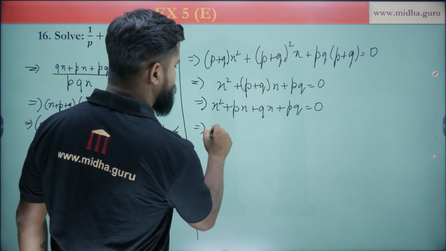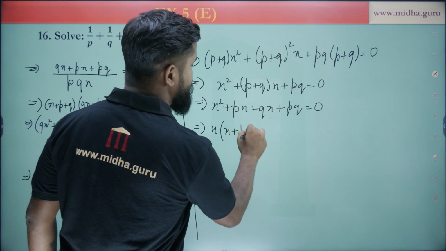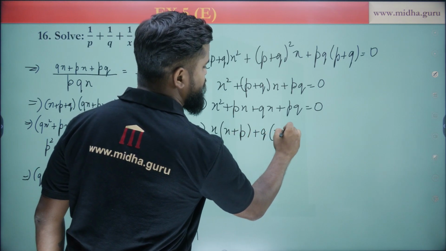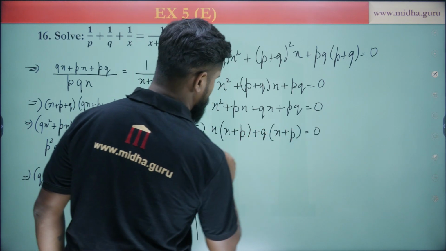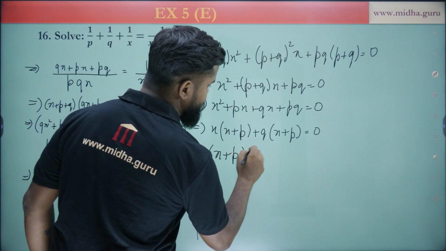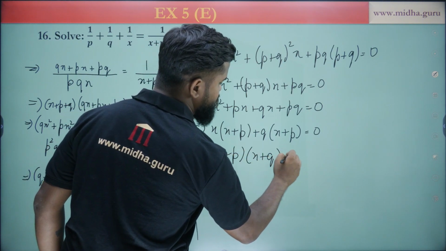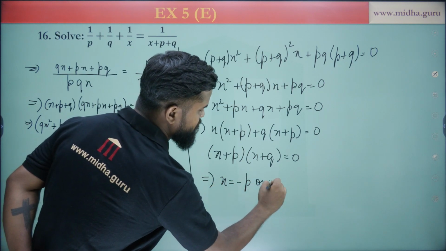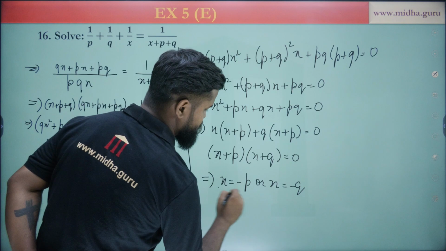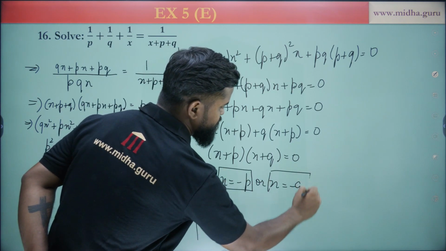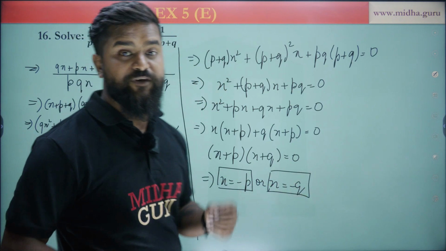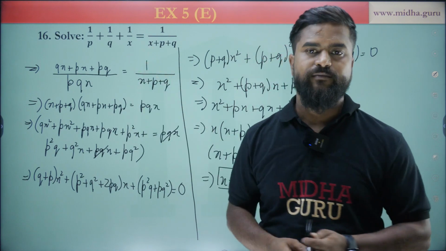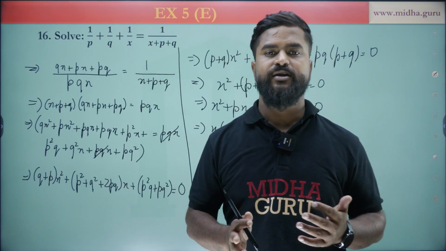So now I'll take x as common here, it will be x plus P. Then I'll take Q as common here, again it will be x plus P is equal to 0. Which means (x plus P) into (x plus Q) is equal to 0. Which means x is either equal to minus P or x is equal to minus Q. So these will be the solutions for the given equation. Let's move on to the next question.